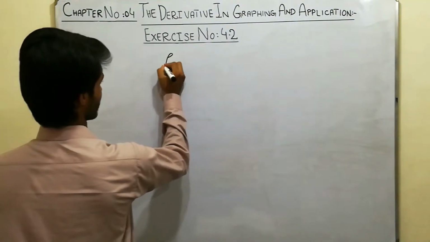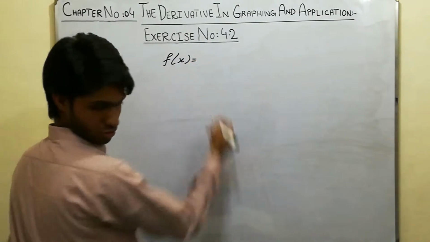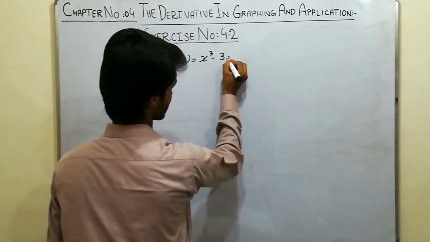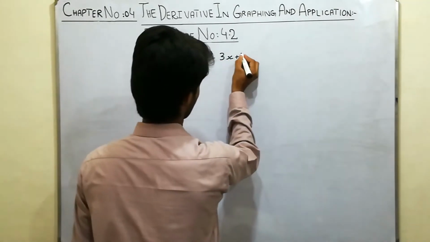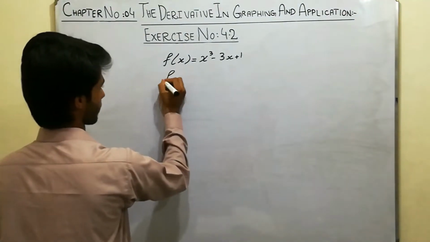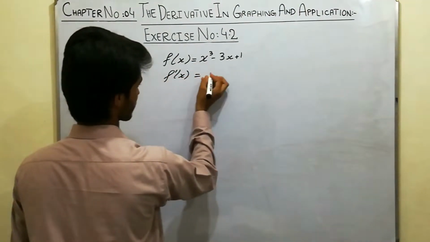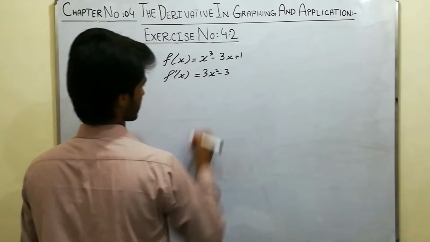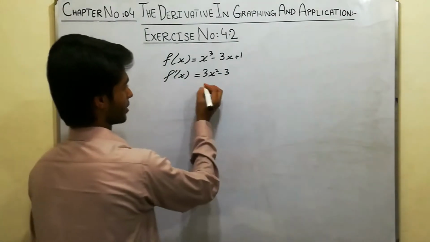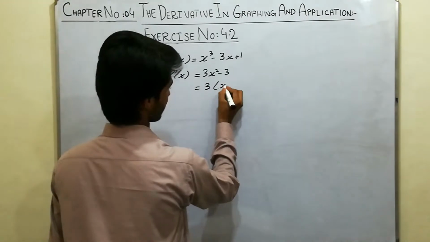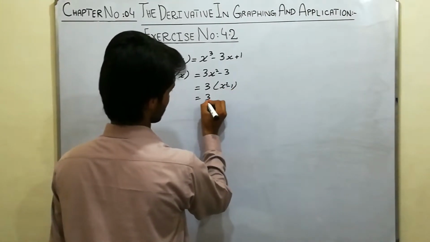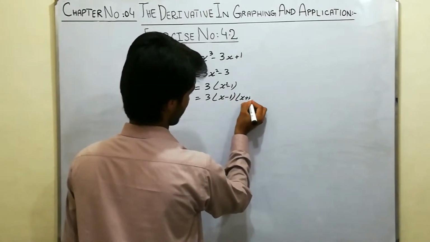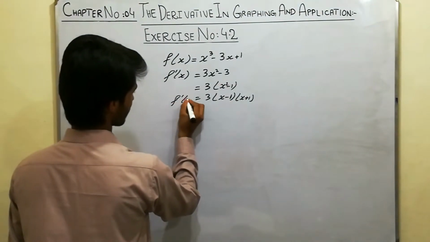Let's suppose we have a function f of x is equal to x cube minus 3x plus 1. Differentiate: f derivative x is equal to 3x square minus 3. So this is the first derivative. If I change it, take 3 common, so I have 3 times (x square minus 1), which is 3 times (x minus 1) times (x plus 1). This is the first derivative of x.